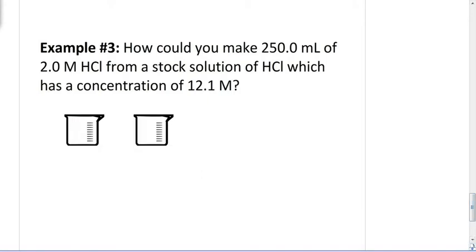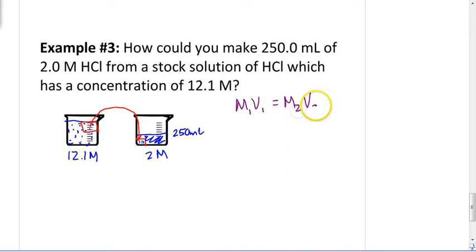Okay, here we go. How could you make 250 milliliters, so let's draw that here, 250 milliliters of 2 molar HCl from a stock solution of HCl, which has a concentration of 12.1 molar. So we've got a ton of it, it's really concentrated, and we want to know how to make a dilute solution. So essentially we're going to take a small amount of this out, put it over here, so maybe that will be like this amount right here, and then figure out also how much water we have to put in to bring it up to the total volume that we want. So plugging it into our equation, M1V1 equals M2V2.